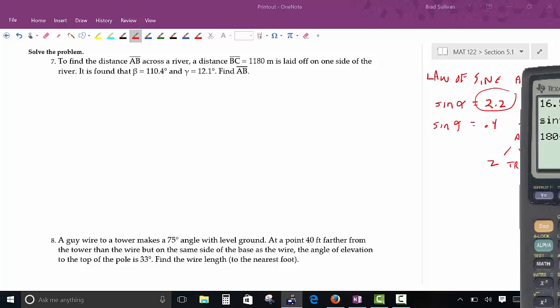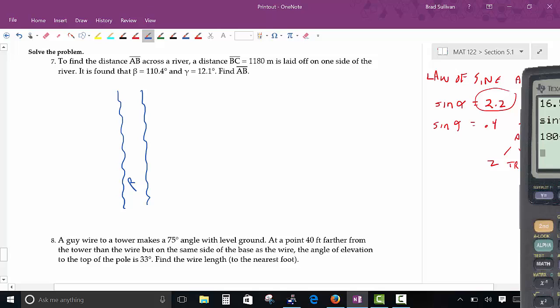Okay, so let's solve this problem, just these last two. All right, so this says that you have some sort of a river. So let's just draw a picture of our river. Okay, got that. And so it says you're going to find the distance across a river. So that's implying to me that you have a point A and a point B, and you're trying to find that distance that I'll call D across the river.